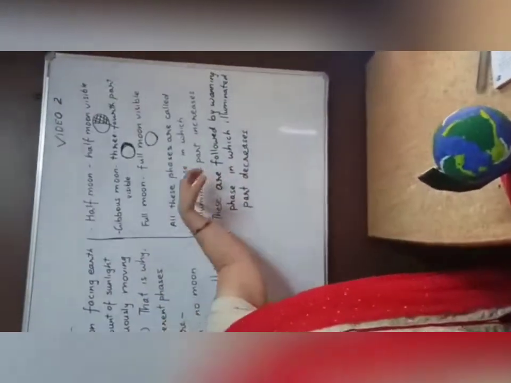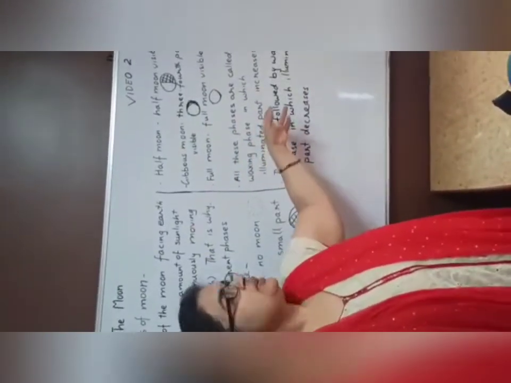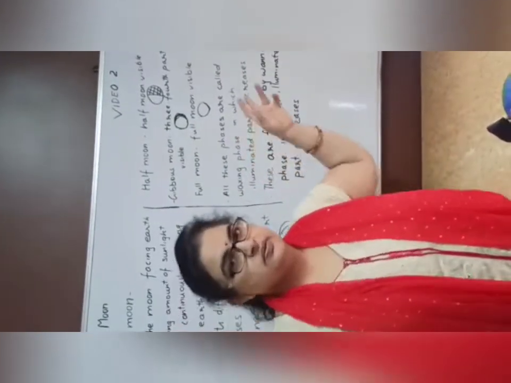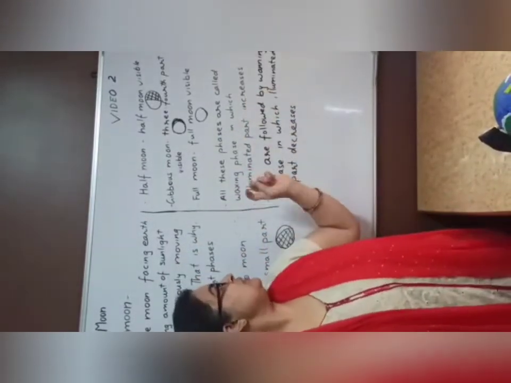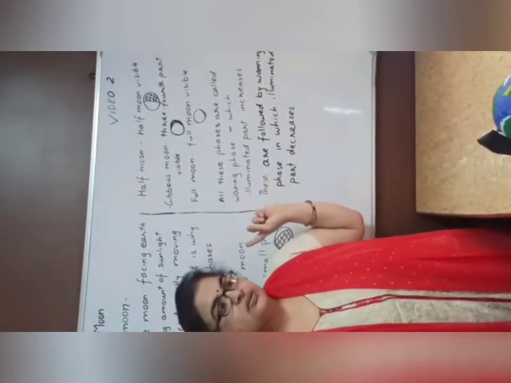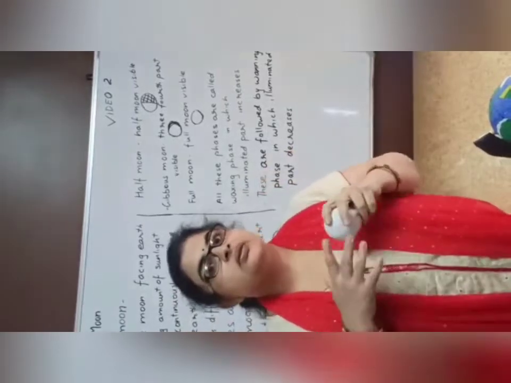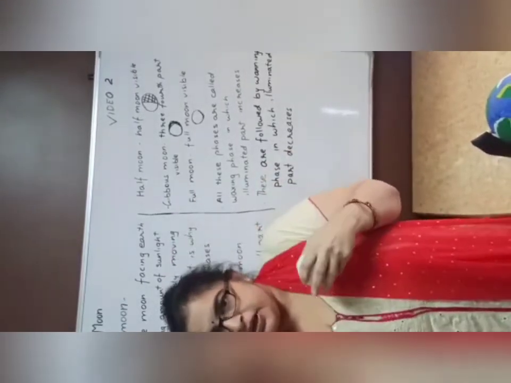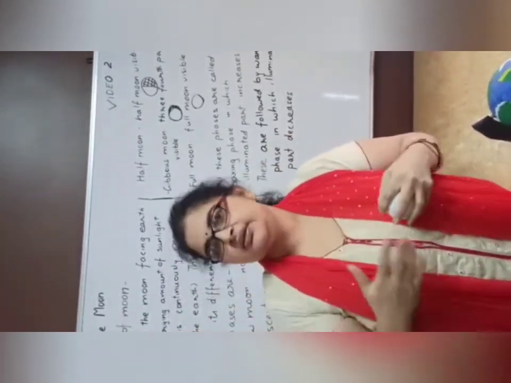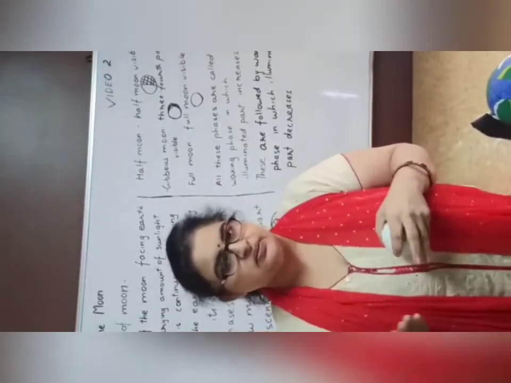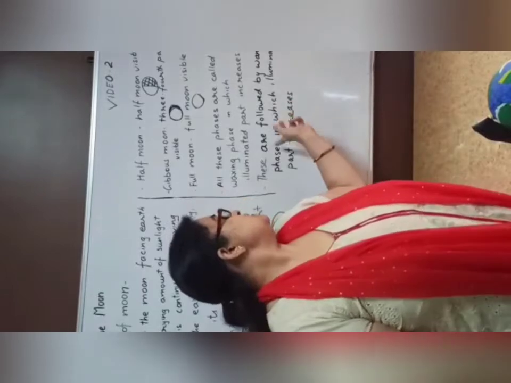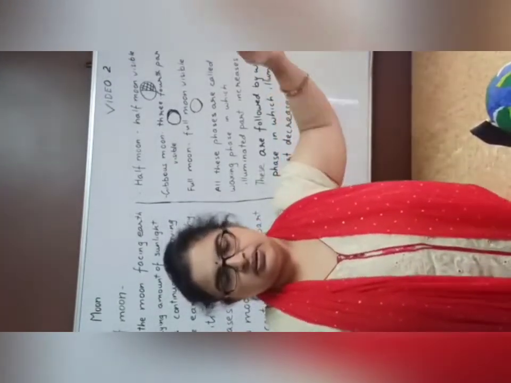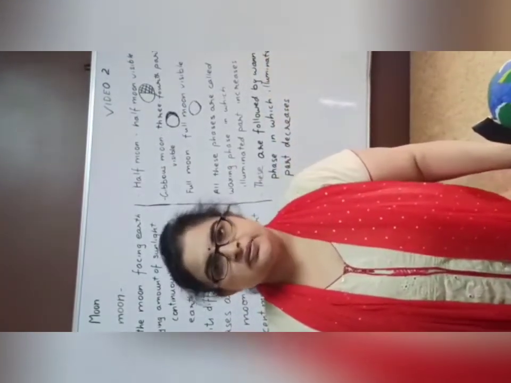So one more thing is, when the illuminated part, whichever part is visible, is increasing, we call it the waxing phase. When the part of the moon which we can see is increasing, that is called the waxing phase. When it is decreasing, that is called the waning phase. Okay. So these are the phases of the moon.